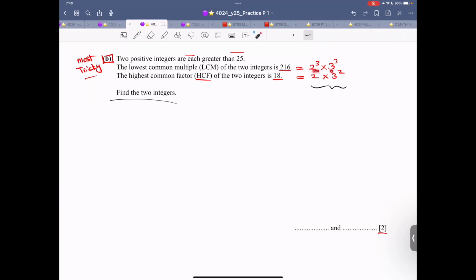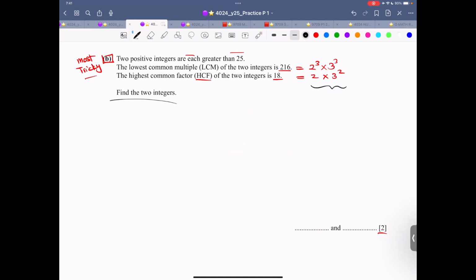The factors should be 2 and 3. So let me think about it. If it says greater than 25, if I take 26, that's 13 involved, skip that. 27, that's only 3 cube. 28 is 4 into 7, that's 2 square into 7, not worth it. 29, not worth it. 30.